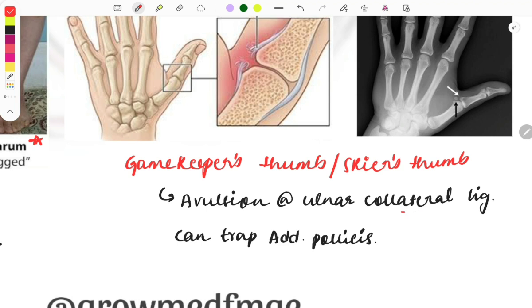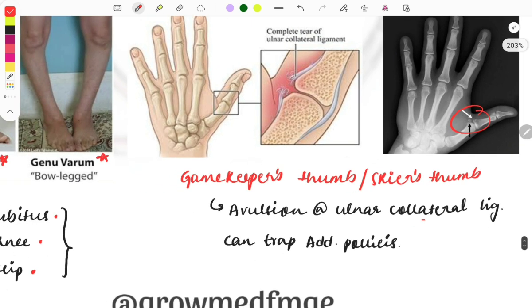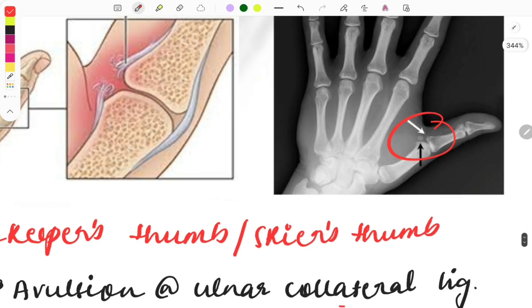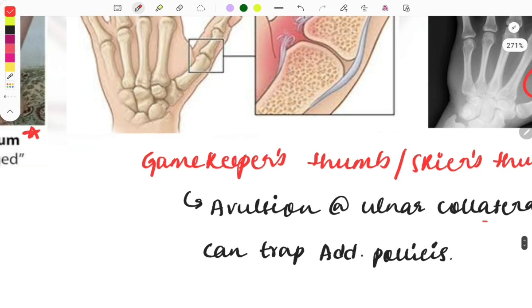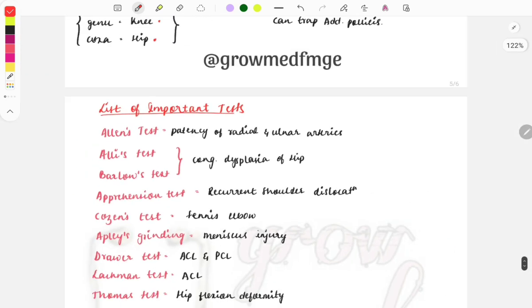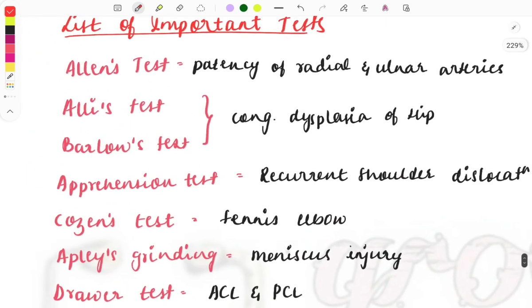Okay, so this is the thing, and this image-based question is asked, so you need to remember this image also. As you can see here, मतलब कि ulnar collateral ligament पे tear हो गई है. Okay, so now the list of some important tests which we do in orthopedics.